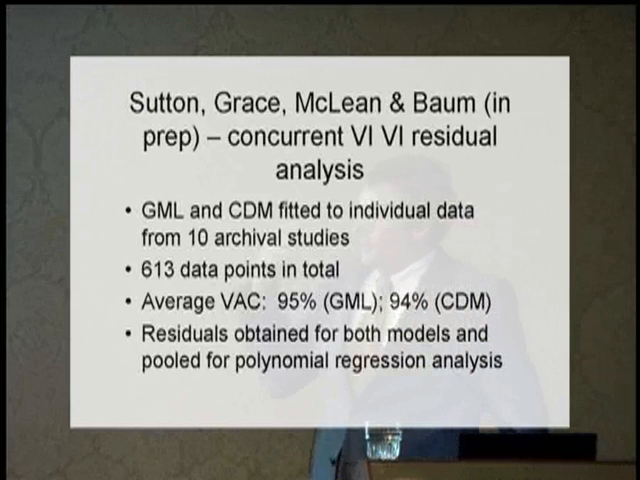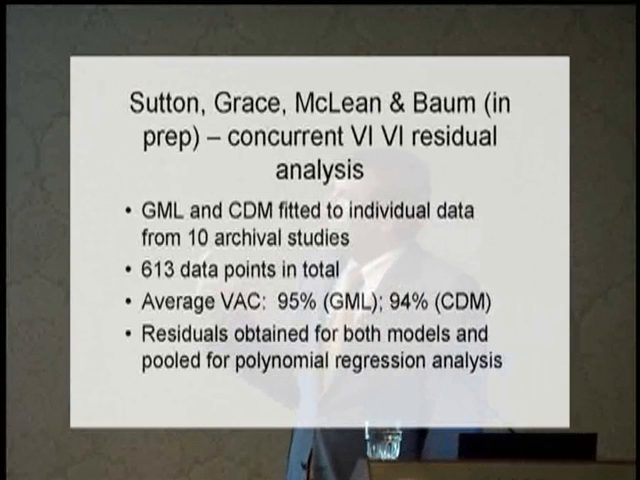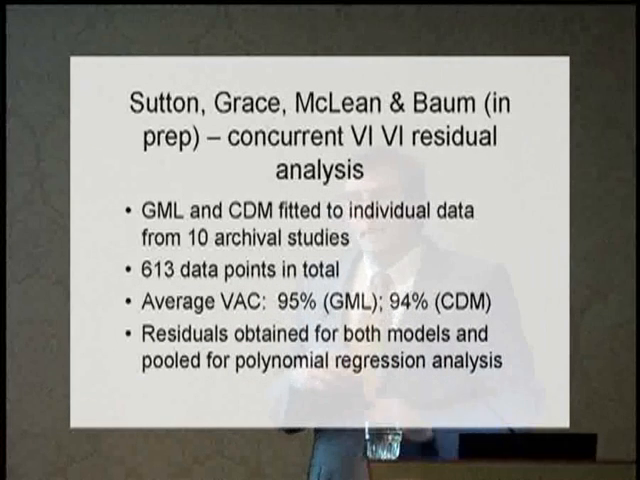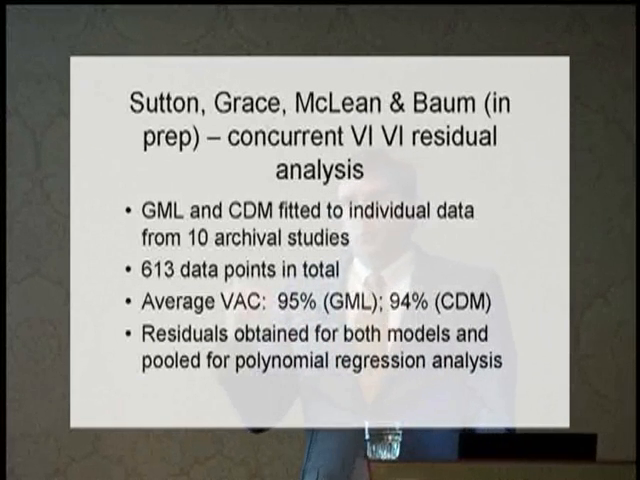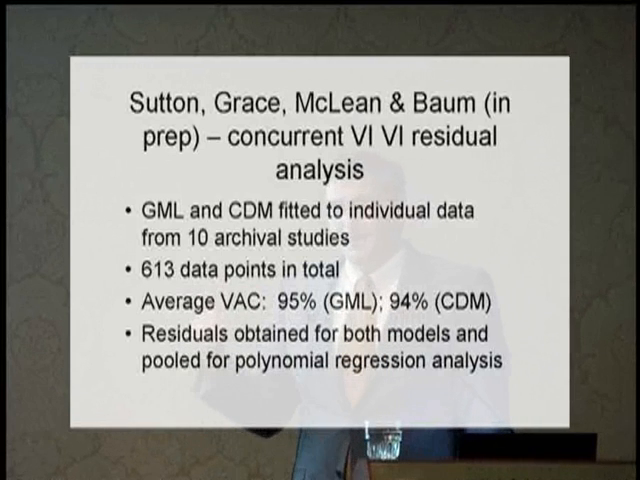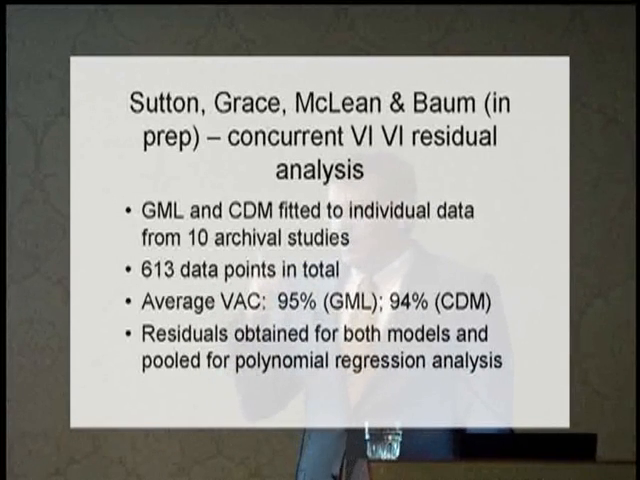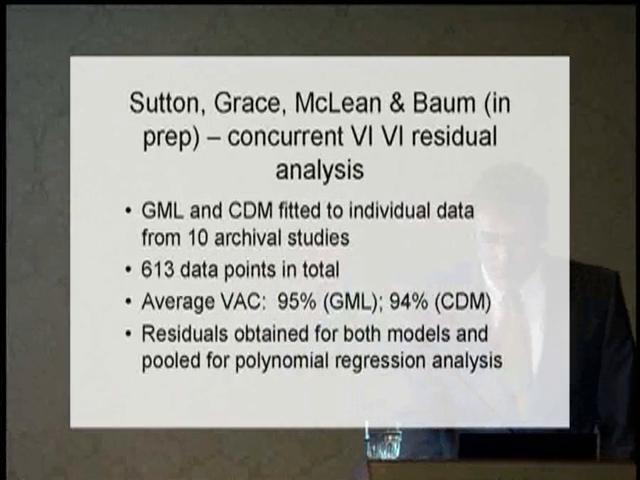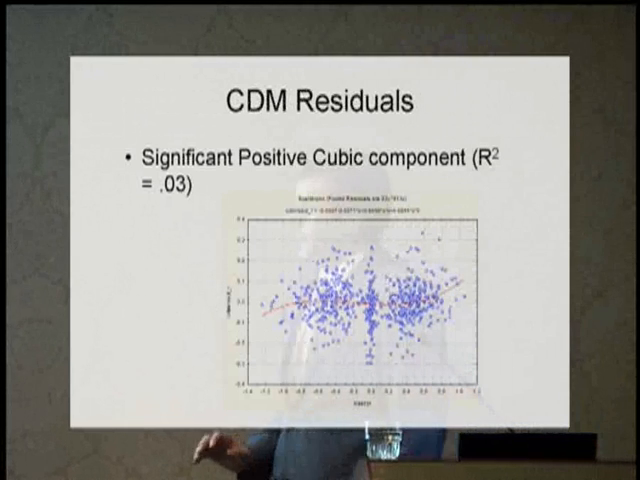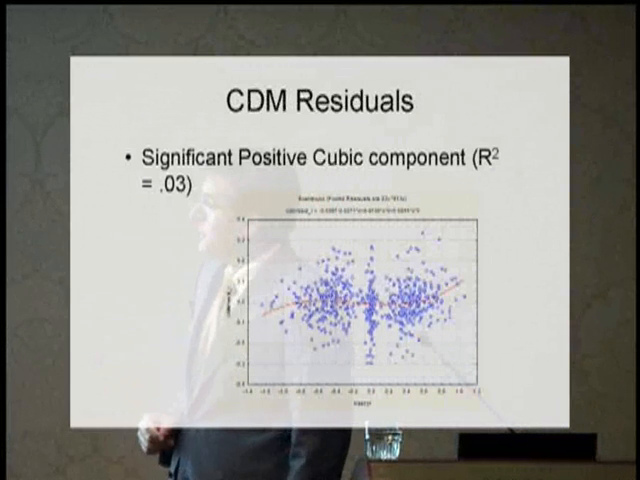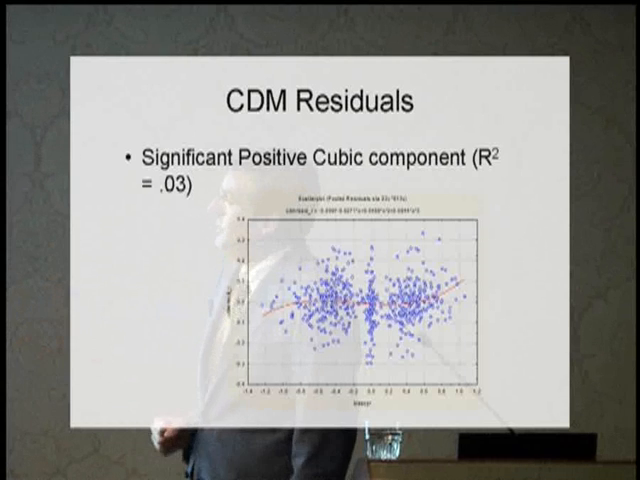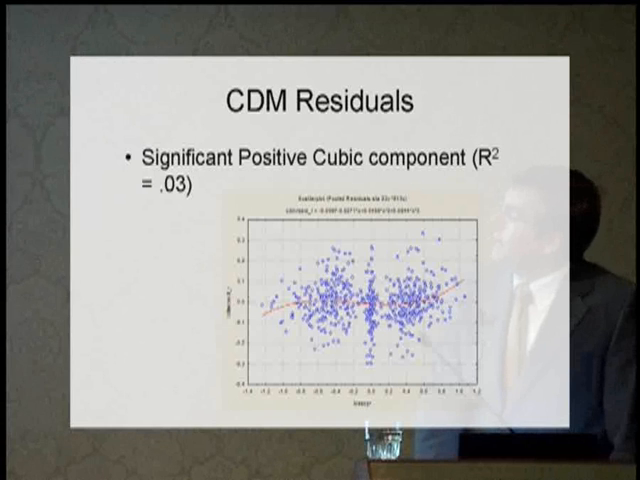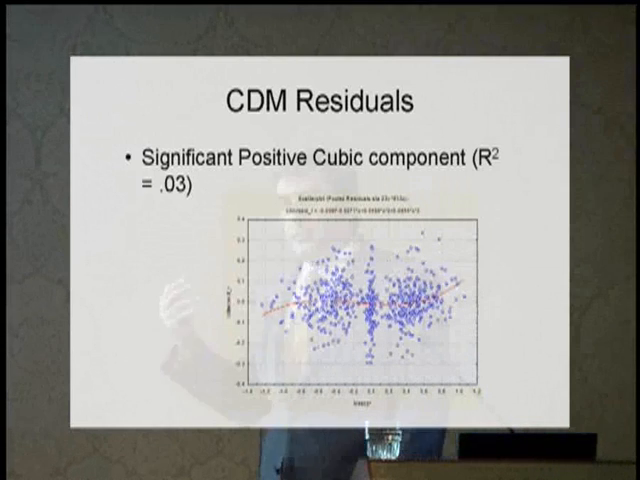But we wanted to look at the residuals. And so what we did was pool the residuals across studies for both models, and then we conducted a polynomial regression in which we basically fitted a regression model including linear, quadratic, and cubic coefficients to the residuals as a function of the predicted values. And this shows the resulting cubic polynomial for the residuals of the contingency discriminability model. And in fact, the cubic component was statistically significant.